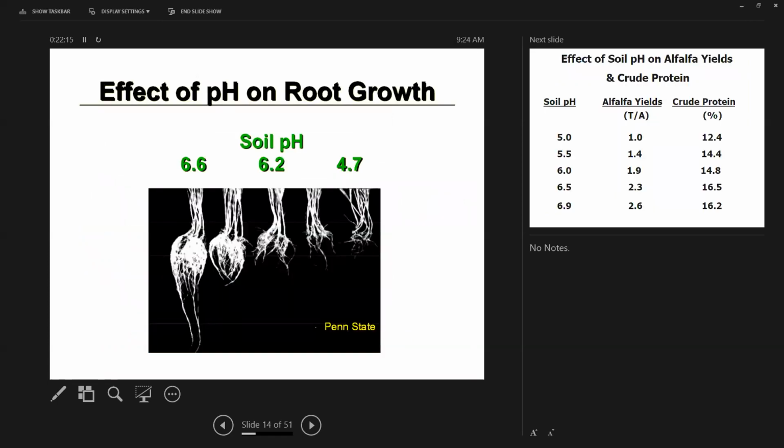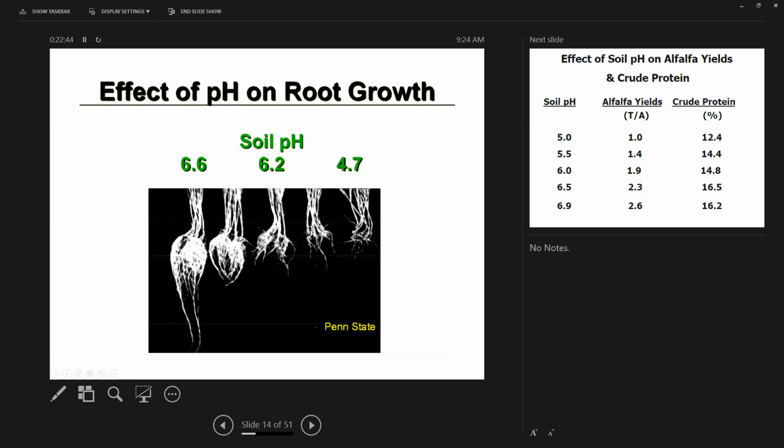So this is just something he grabbed off of the internet from Penn State. That's talking about root function. The better root functions are seen at the higher pH. As pH decreases, we see less roots. And I was talking about these fibrous roots. See the fibrous roots here at 6.6, 6.4, 6.2, and then we get down to 4.7. They don't have that same ability to function.